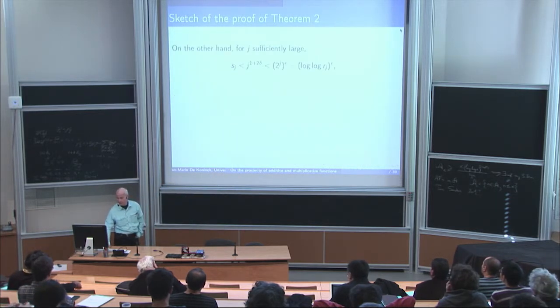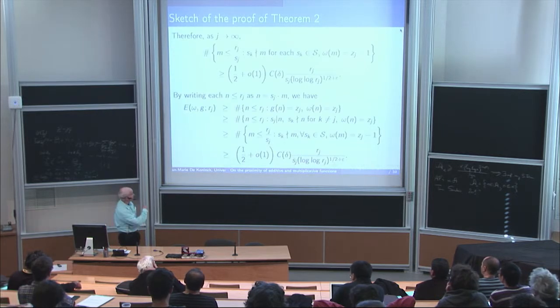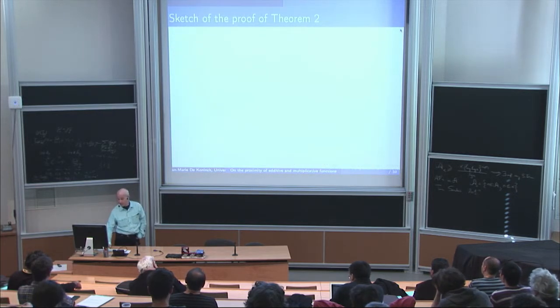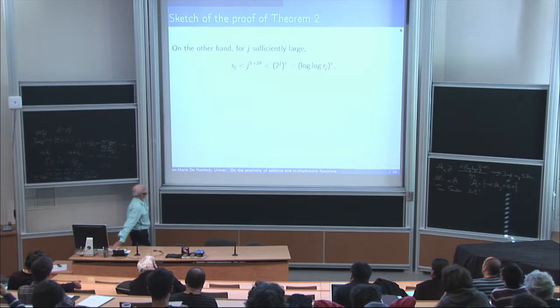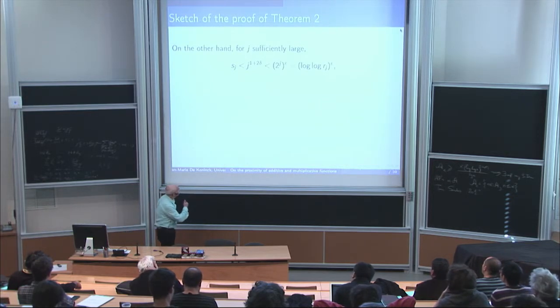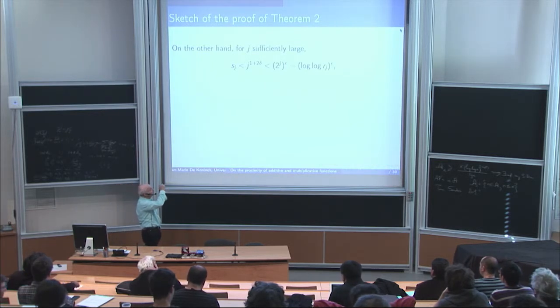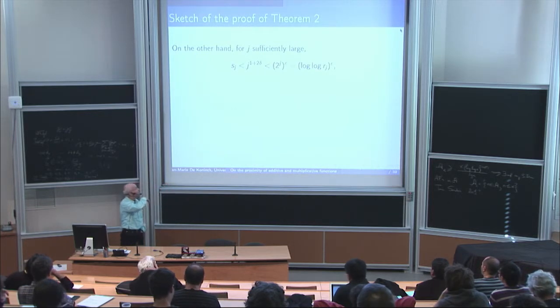Okay, now, like I said, I want to get rid of the sj at the bottom here. Again, I do about the same thing I did before. Sj is bigger than j to the 1 plus 2 delta, but it's smaller than j to the 1 plus 2 delta. And then for delta and epsilon fixed, I can write this. It's bigger than 2 to the j.